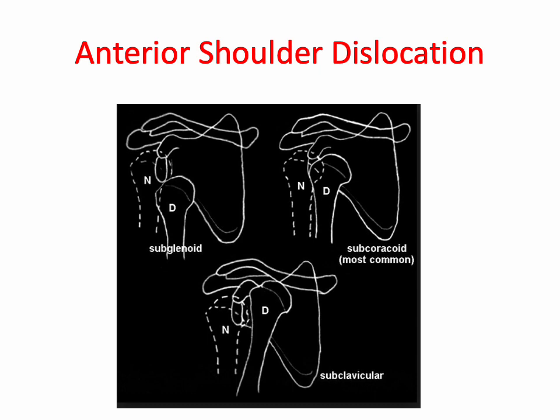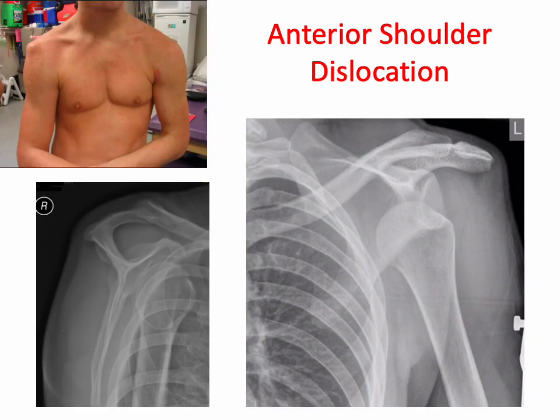When we're describing anterior shoulder joint dislocations, you can also describe them in terms of the structures that are nearby: subglenoid dislocation, subcoracoid dislocation, or subclavicular dislocation. On radiographs, we can see that the humeral head is displaced medially and inferiorly on the frontal projection, and on the scapular Y view we can see it's anteriorly dislocated compared to the glenoid fossa. This is how we present clinically.